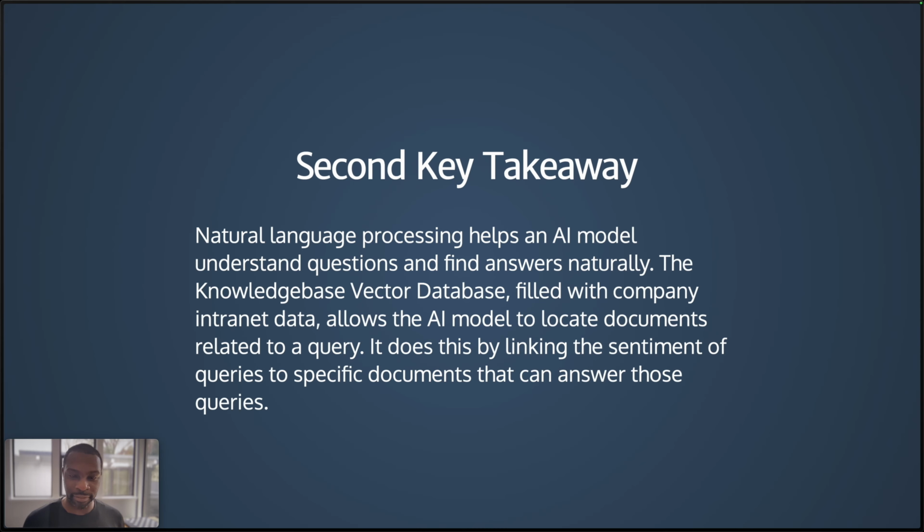Second key takeaway: natural language processing helps an AI model understand questions and find answers naturally. The knowledge-based vector database filled with company intranet data allows the AI model to locate documents related to a query. It does this by linking the sentiment of queries to specific documents that can answer those queries.